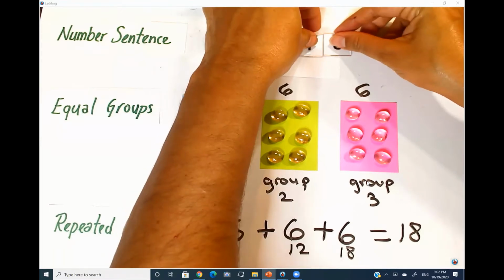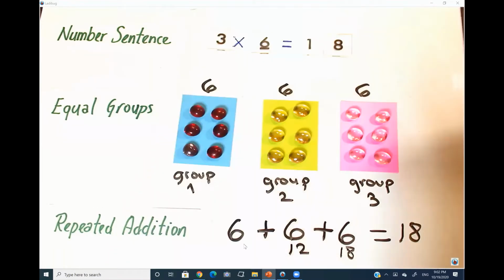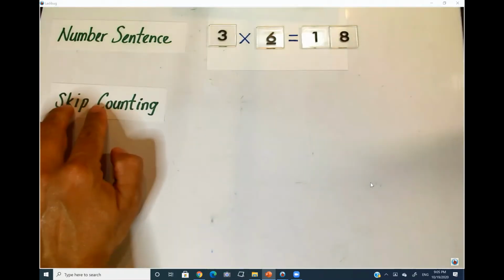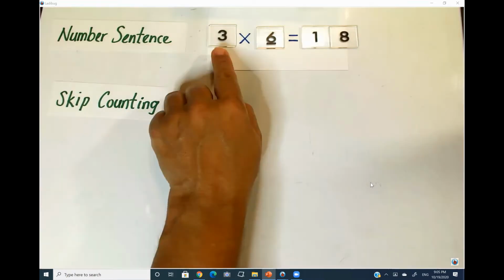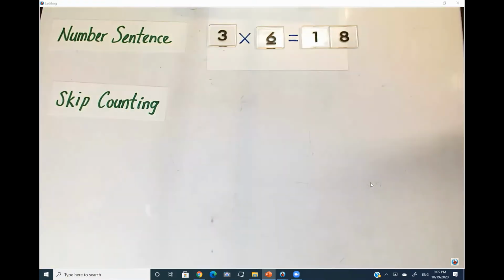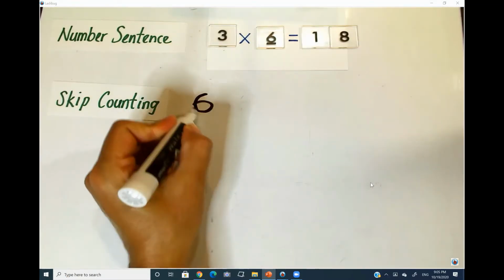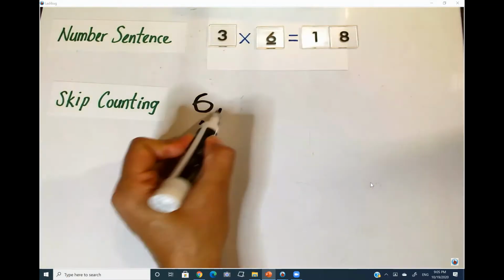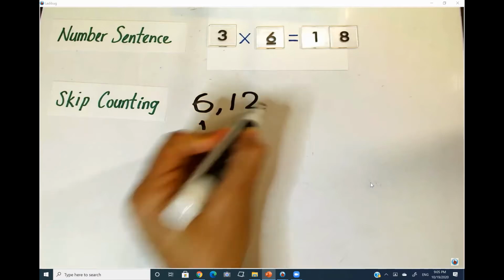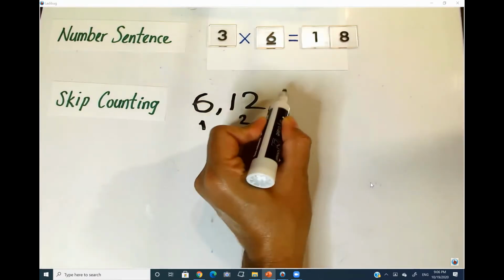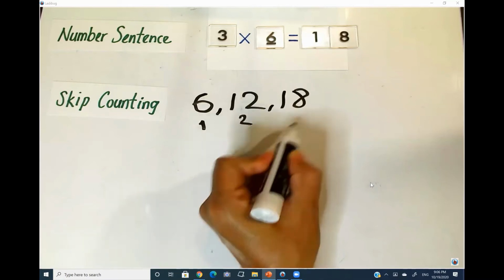Now let's see a couple more representations. The next representation is going to be skip counting, and we're going to skip count 3 times the number 6. So we start with 6, that's 1 time. 6 plus 6 is going to make 12, that's going to be 2 times. And 12 plus 6 is going to be 18, that's going to be 3 times.